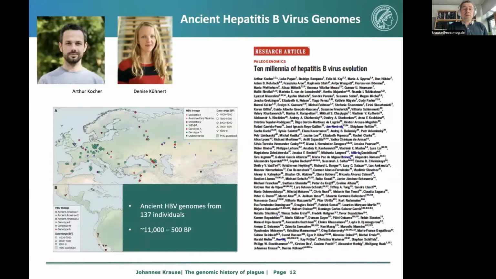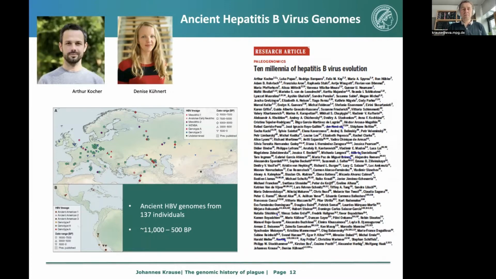We also work on ancient viruses, and so not just on ancient bacterial genomes. One should say that viruses are often not well preserved, because they're RNA viruses, like coronavirus, for example, that doesn't preserve because RNA doesn't preserve. But there's also DNA viruses.